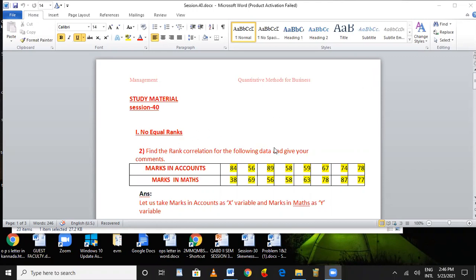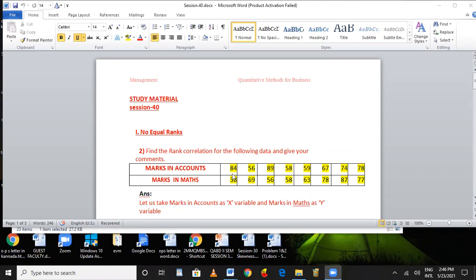The problems of the rank correlation. No equal ranks are there in the problem, so this method has to be used. Here they are asking to find the rank correlation for the following data and give your comments.